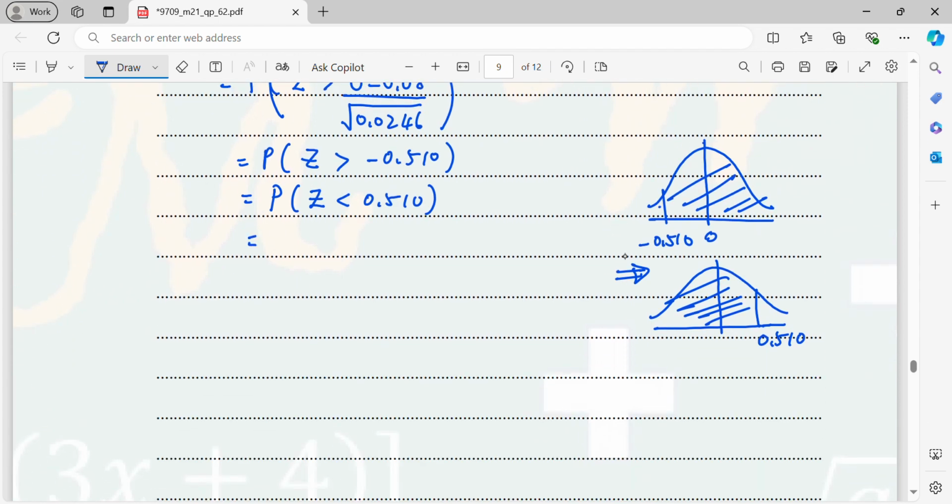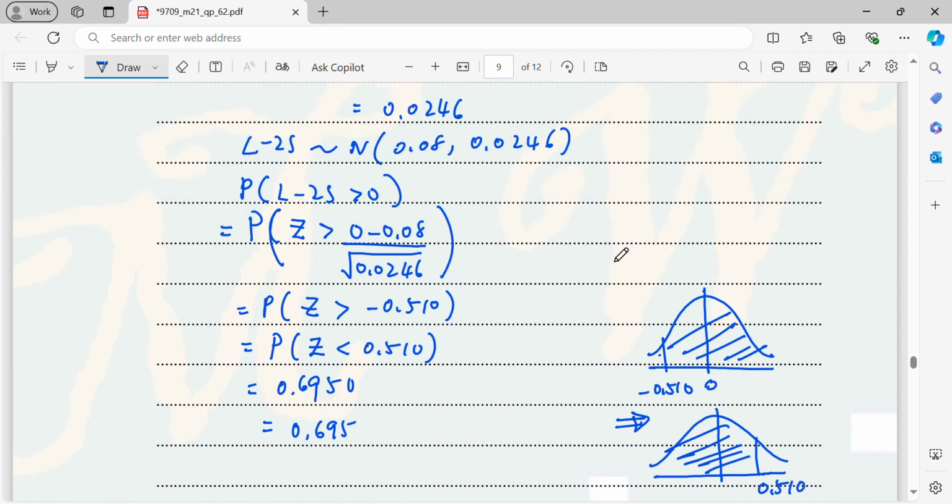And right now, you can just read the answer from the table. That is going to be 0.6950. This is the value from the table. And now you can just round up to 3 significant figures. That is 0.695. So that is the solution of this question.